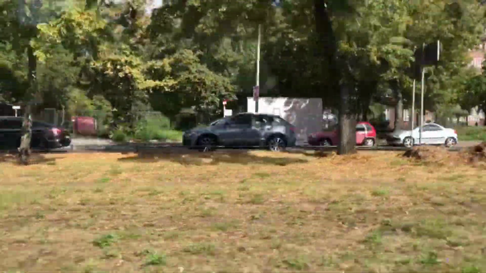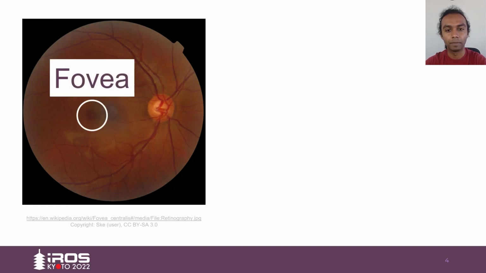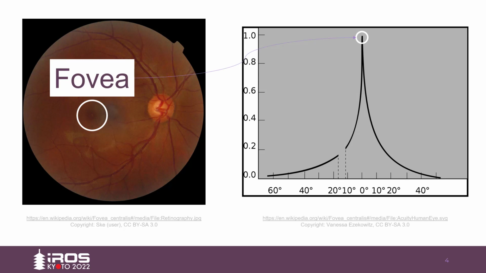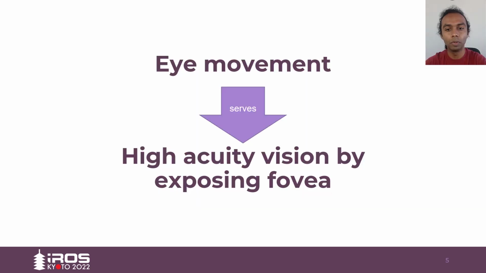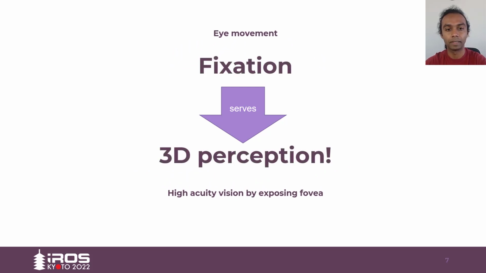Well, the common explanation is that humans are forced to do such movements due to a distinct character of the eye. On the back of our eyes, that is the retina, there's a small region called the fovea. This region has the highest visual acuity, and hence we have to move the eye to expose the fovea to areas of interest. But it turns out eye movements, specifically fixations, are also useful for making sense of the 3D world through a 2D sensor. And this is the key insight here. Fixation also helps in 3D perception, and it is a strong and helpful regularity.